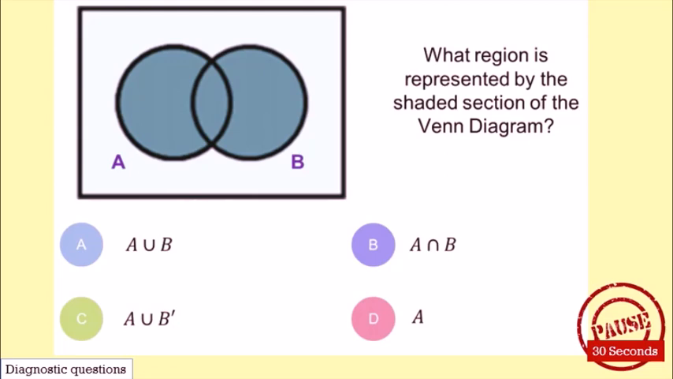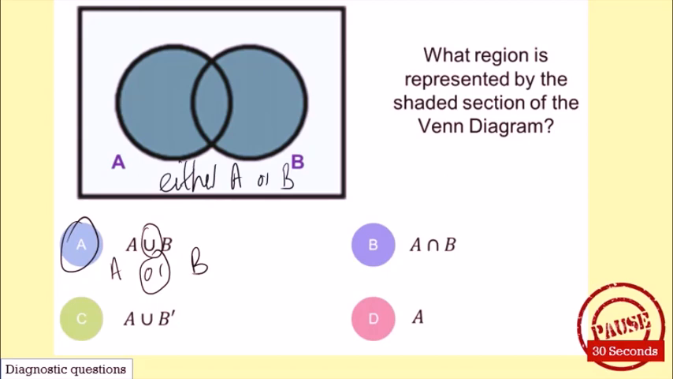Okay, well done. So anything that is in both of those circles would represent either A or B. If you recall from the last slide, that symbol there means or, either A or B. So if anything is in either A or B, it would be represented by that symbol, which looks like a U. Well done.